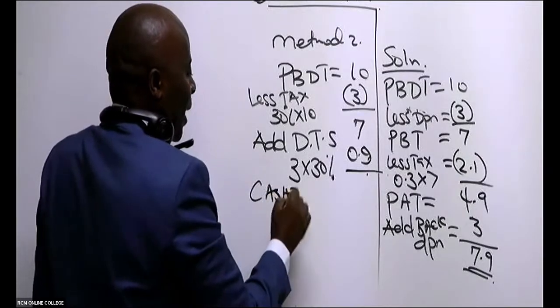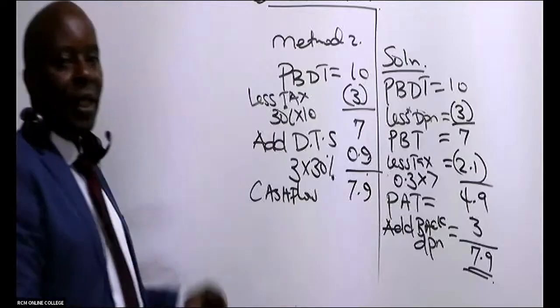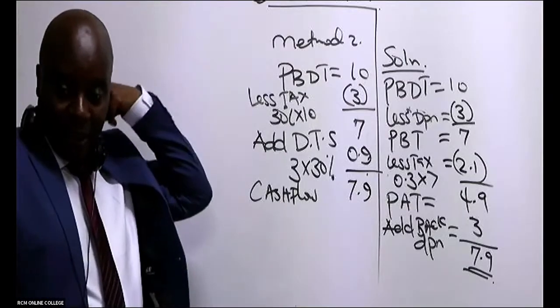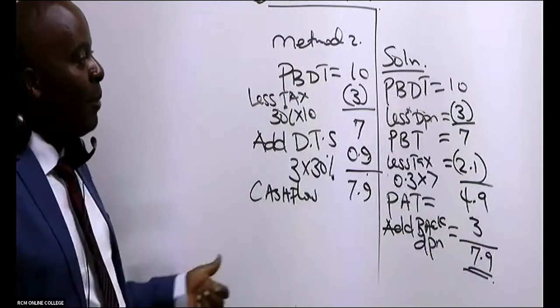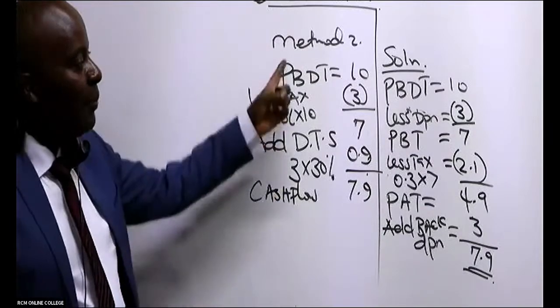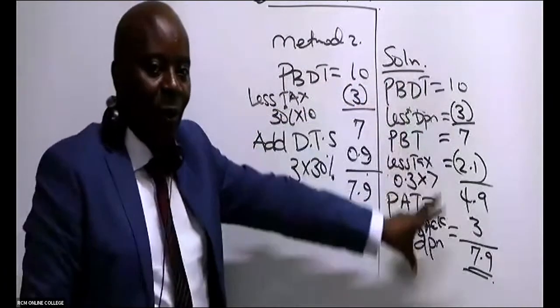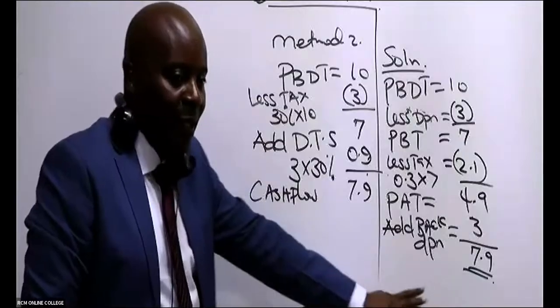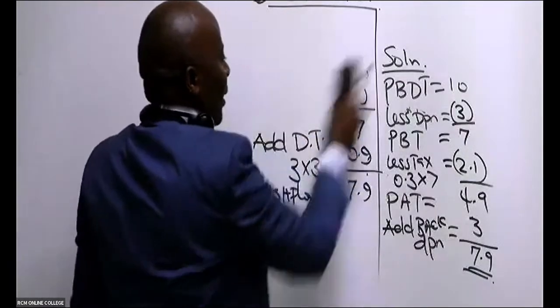Of 7.9, which is the same, isn't it? However, at this level, because I've taught this same paper for 20-something years, this method is not the method that I shall recommend. I shall always recommend the longer approach. It makes sense.